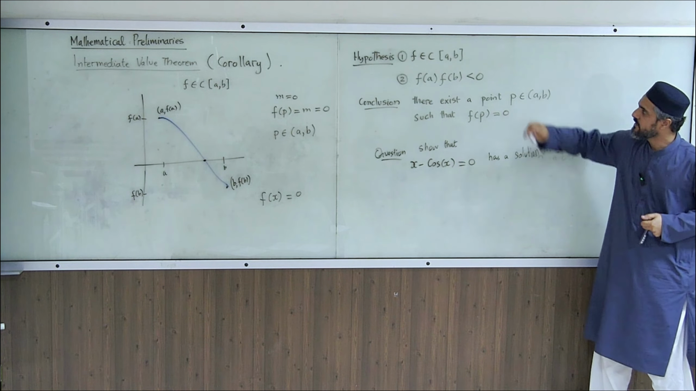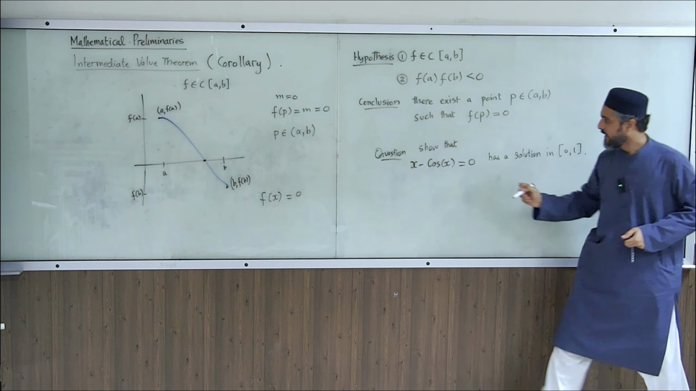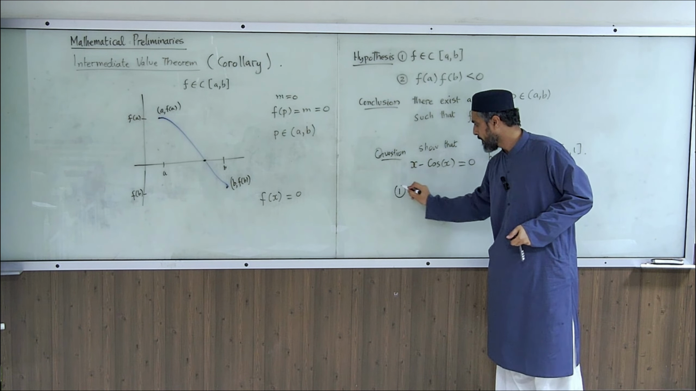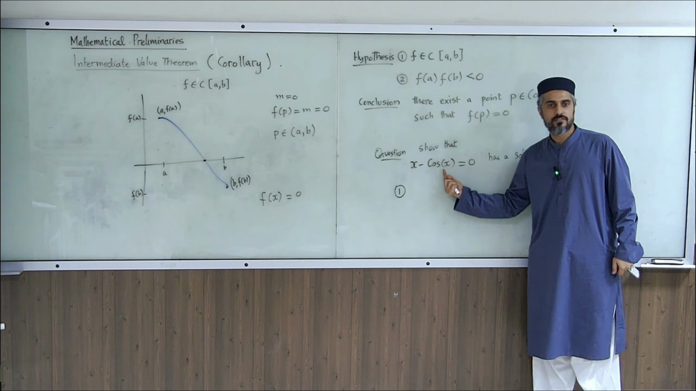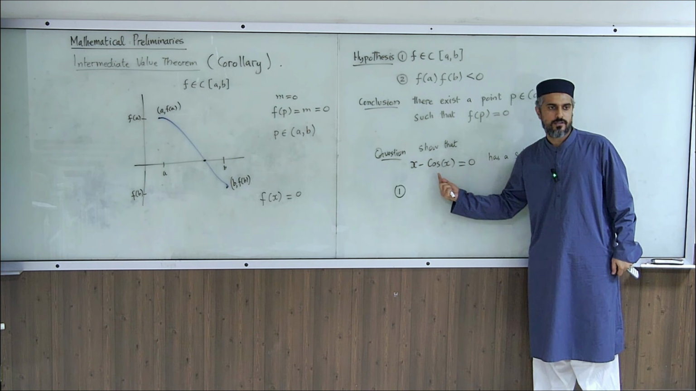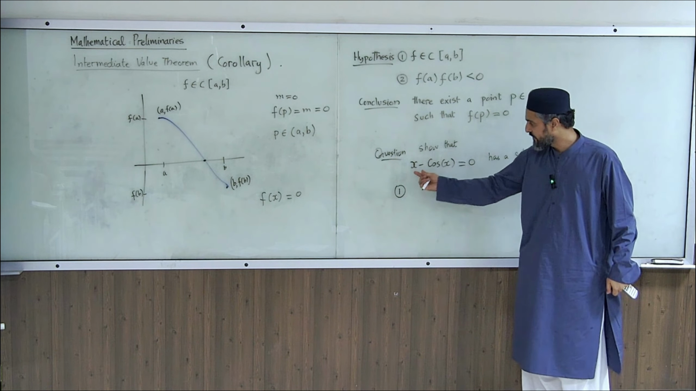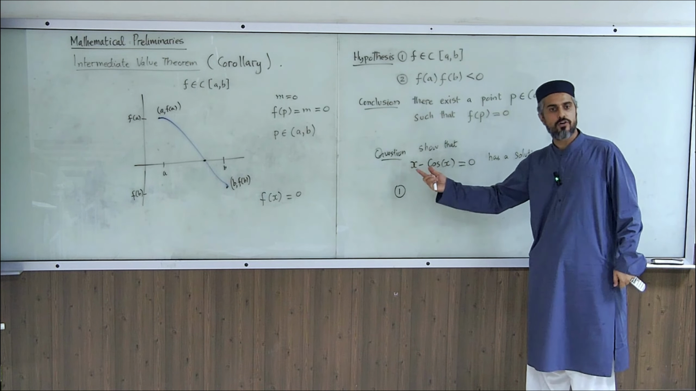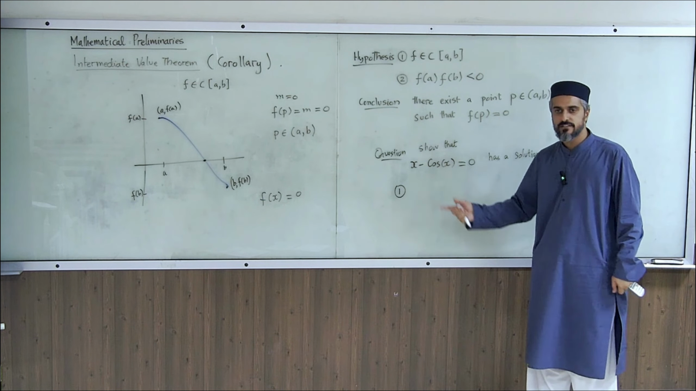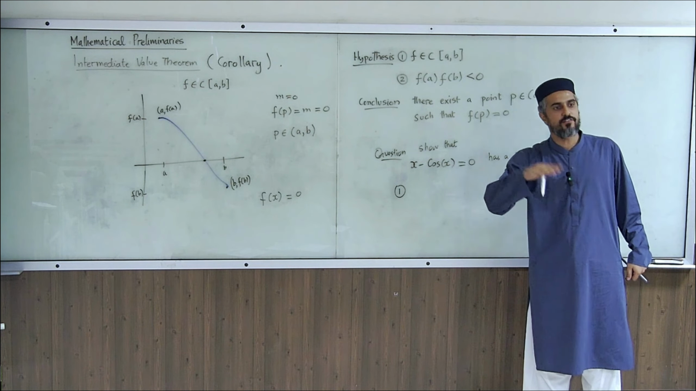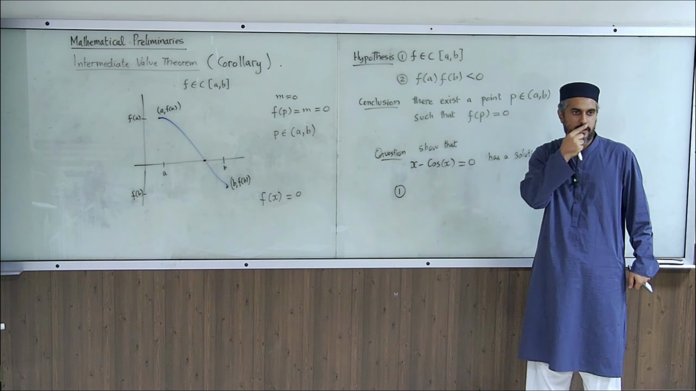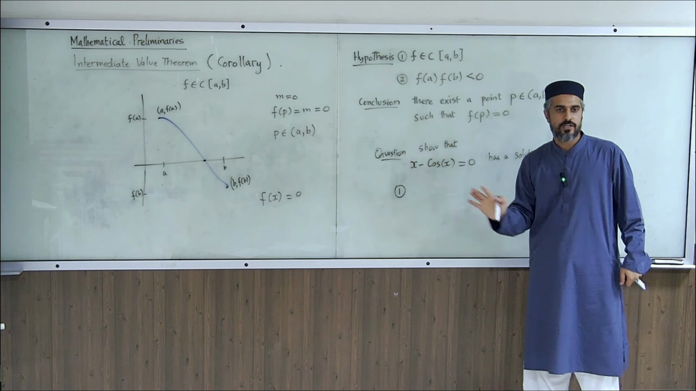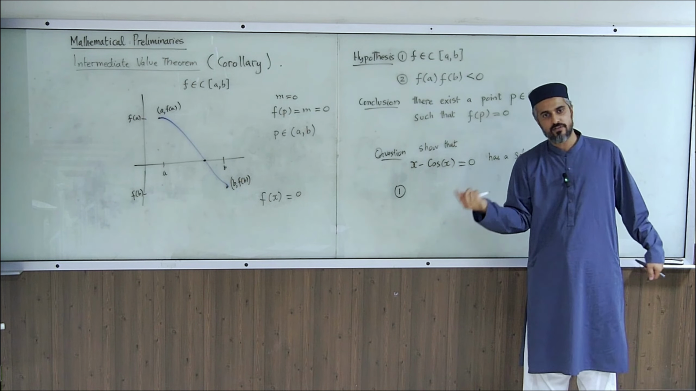We just need to check two conditions. Okay, let's try the first one. What is f? f is x minus cos x. Here x is a first degree polynomial which is continuous everywhere. Cos x is a trigonometric function which is continuous everywhere. There is no divide by 0 issue. So both functions are continuous everywhere, and the sum of continuous functions is a continuous function.